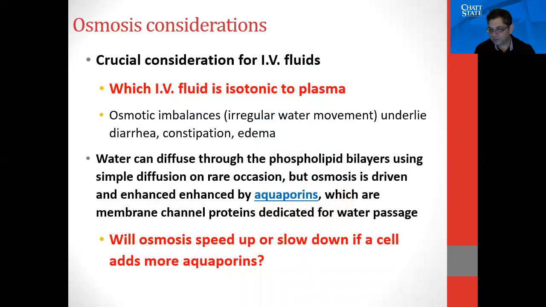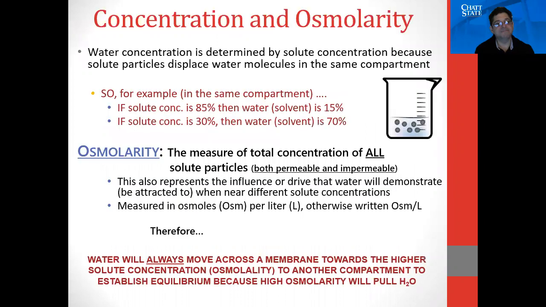Let me end up with this one. The IV fluid, that would be the saline, right? Isotonic to plasma. Isotonic means it matches the solute concentration. For aquaporin, would osmosis speed up or slow down with more aquaporins? The nature of osmosis is to move through an aquaporin, so yeah, it would speed up. We want those aquaporins for osmosis to take place.